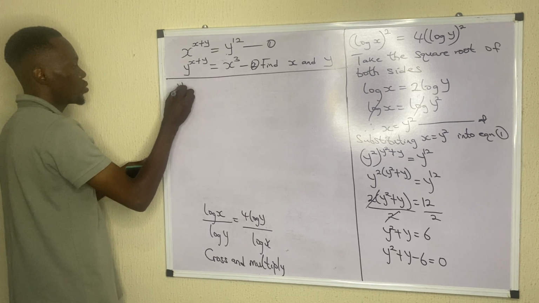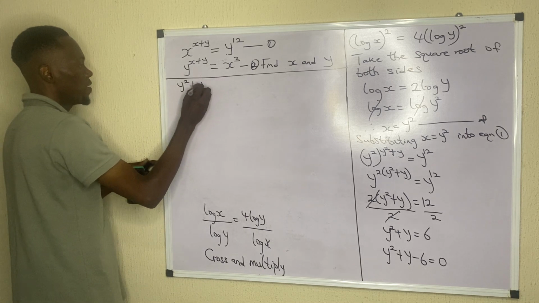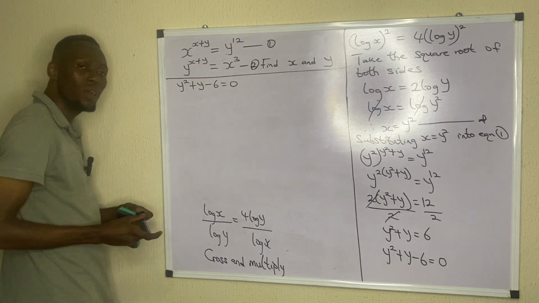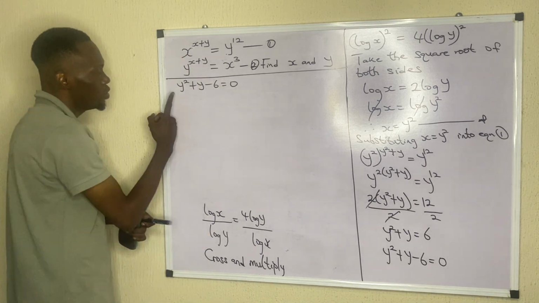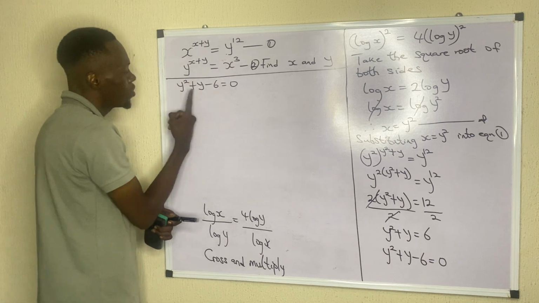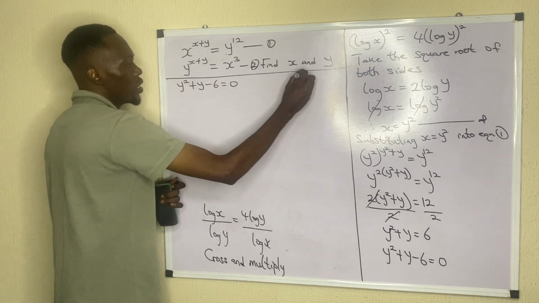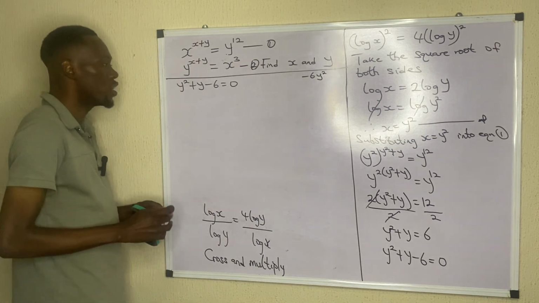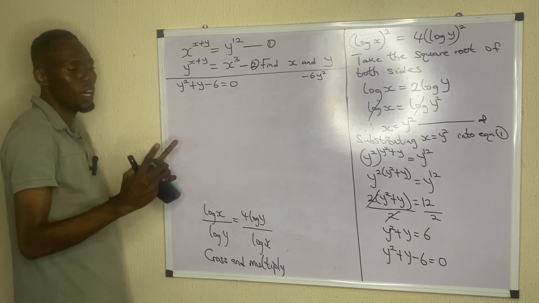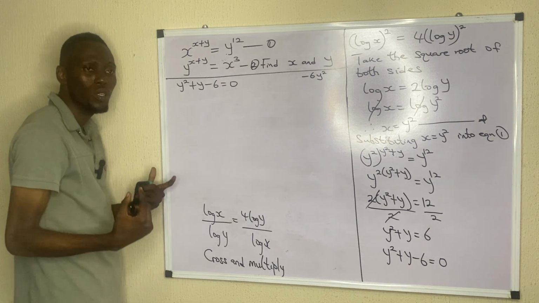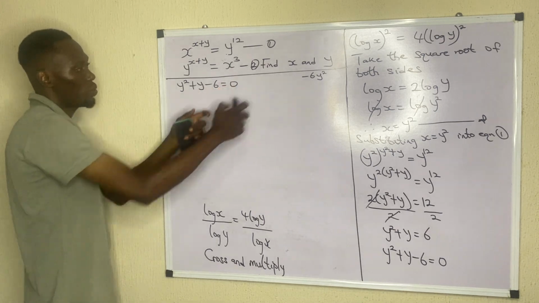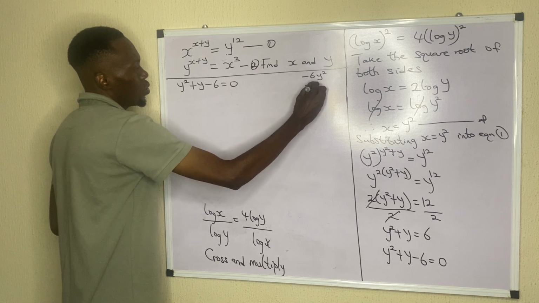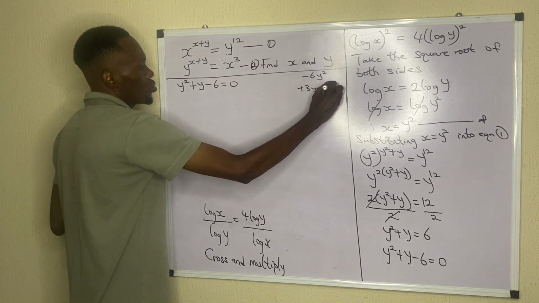So I have y squared plus y minus 6 equals 0. Remember, factorization method. You do the first term times the last term. First term times last term will give me minus 6y squared. So what are the two factors that, once you add them, you get plus y, and once you multiply them, you get minus 6y squared? If you take a look at this, you will notice that that will give me plus 3y and minus 2y.